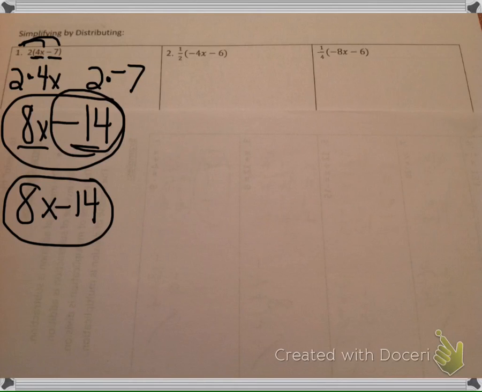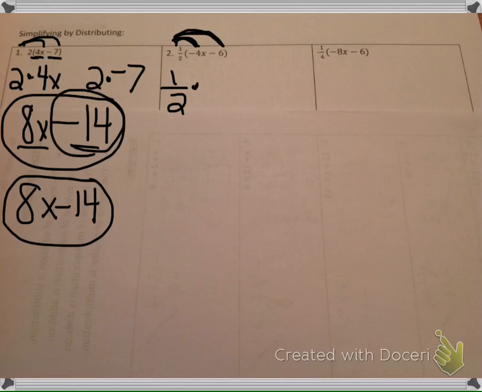Number 2, I have 1/2 times negative 4x minus 6. So you're going to take your 1/2 and you're going to multiply it by each term. I kind of think of this as, you're walking into somebody's house. When you walk into somebody's house, you should say hello to everybody in the house, not just the first person you see. Same thing here. The 1/2 is going to say hello to the negative 4x, and it's going to say hello to the negative 6. So we're going to take the 1/2, and we're going to multiply it by each term.